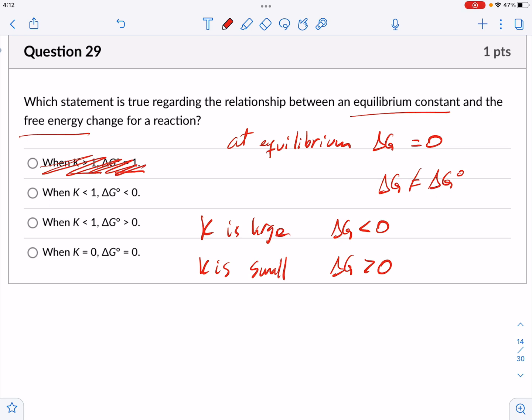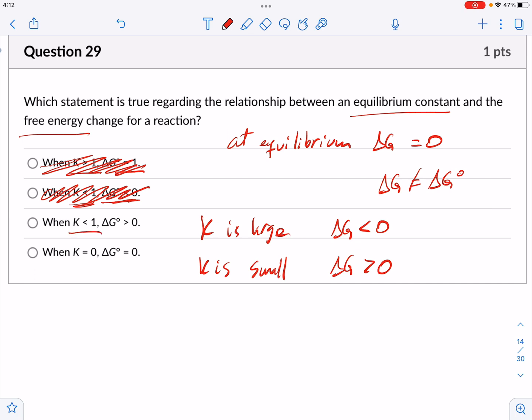If K is less than 1, then delta G is negative? Well, less than 1 is favoring the reactant, so the reaction is not proceeding in the forward direction very much. So it's not really spontaneous. That's what you would expect if you have a delta G that is positive, but that's not what you see here. A delta G negative necessarily has to go with a K that is larger. All right, so this statement is not correct.